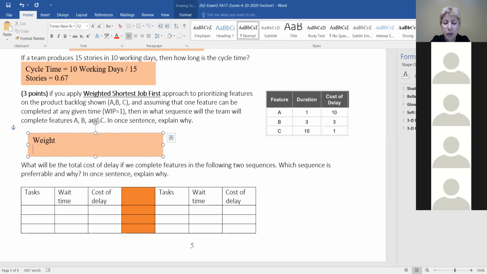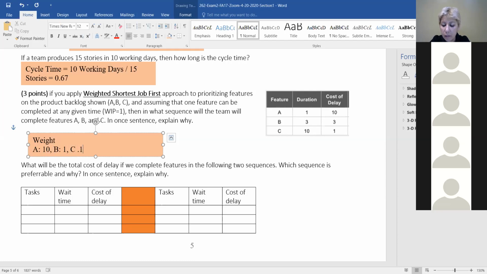For A column, what is the weight for A? 10, which is the cost of delay, divided by 1 duration. That's 10. Go ahead, comma, B column, what is the weight for B? 3 divided by 3 is 1. Perfect. Go to the next one. C, 1 is the cost of delay, divided by 10 is 0.1.